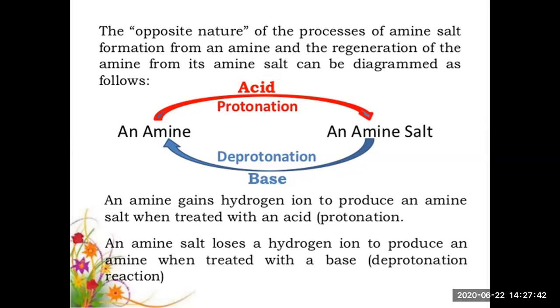The opposite nature of the processes of amine salt formation and the regeneration of the amine from its amine salts can be seen here. An amine gains a hydrogen ion to produce an amine salt when treated with an acid. An amine salt loses a hydrogen ion to produce an amine when treated with a base. Reprotonation reaction. So this is what we can say: an amine, then an amine salt. So acid protonation and deprotonation, the reverse process is also carried over here.